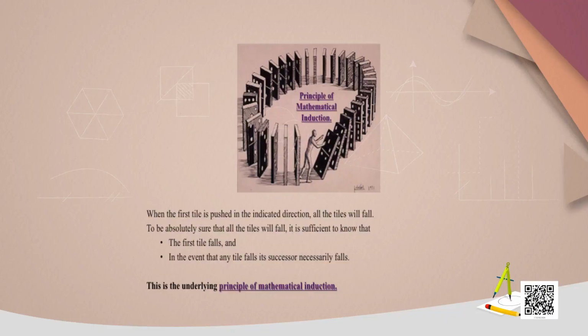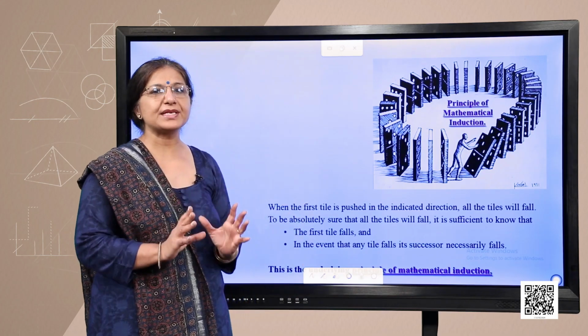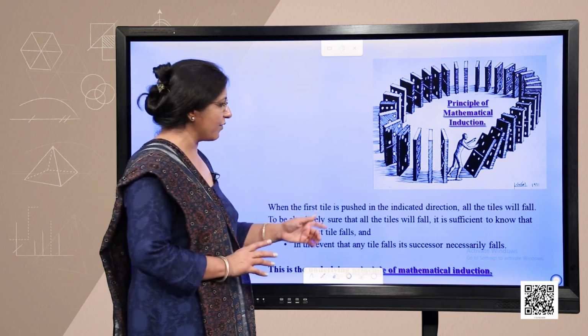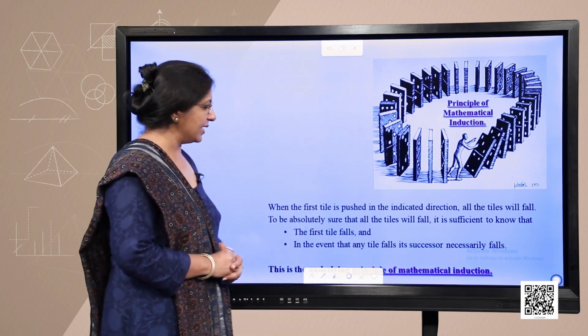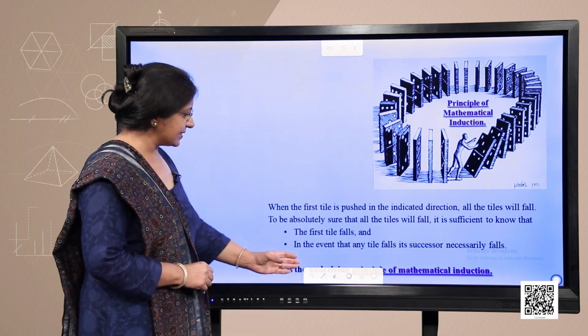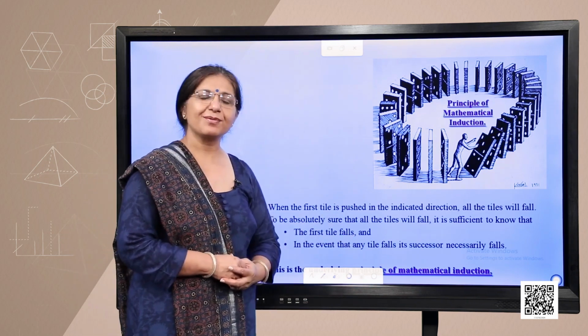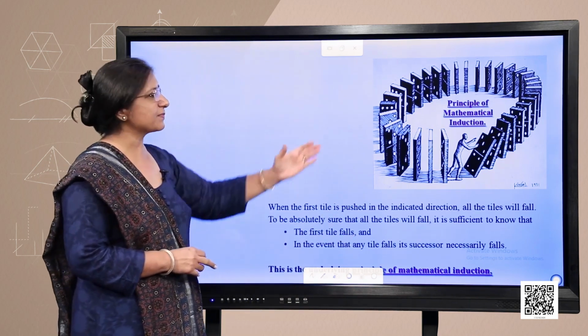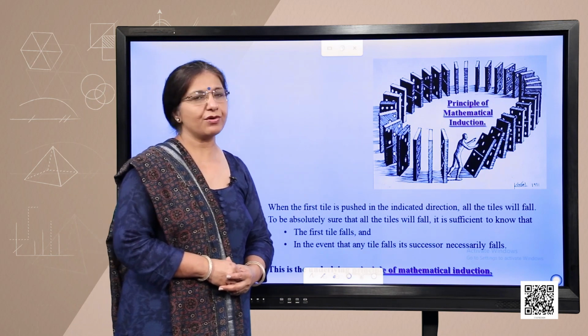The second step is, in the event that any tile falls. Any tile means if we pick any random tile and we find that that tile falls, we need to check whether the subsequent or the next tile falls or not. These are two major steps to be taken care of while studying mathematical induction. So this is the underlying principle of mathematical induction, beautifully explained with the help of the domino effect.